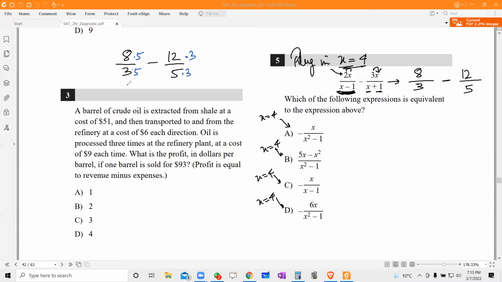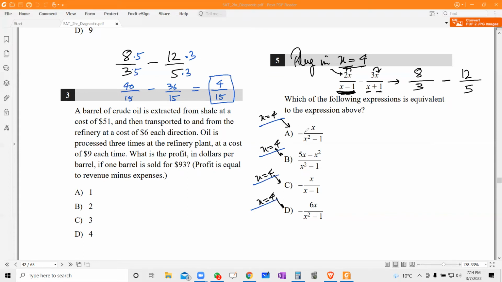So how much will it be? 8 times 5, 40, divided by 15, minus 36 over 15, which is equal to 4 over 15. Exactly. This is the answer we want when we plug in x as 4.